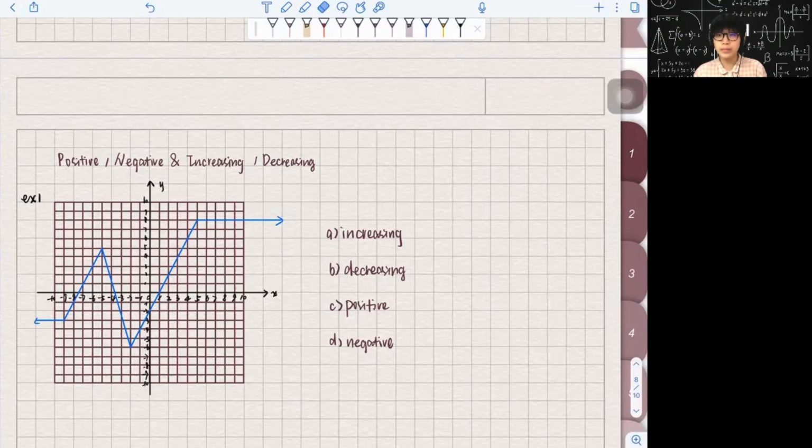So we are going to talk about whether the graph is positive or negative, or if it has an increasing or decreasing trend. How do we judge whether the graph is increasing or not? Well, the answer is we should find its gradient.